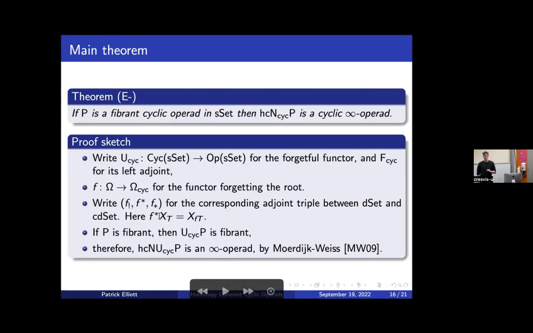So U_sic of P is also now fibrant in simplicial operads. So by the homotopy coherent nerve theorem of Moerdijk–Weiss, the homotopy coherent nerve of the underlying operad of P is an infinity operad. I probably should have had a diagram here, but we've kind of gone up one side of a diagram.